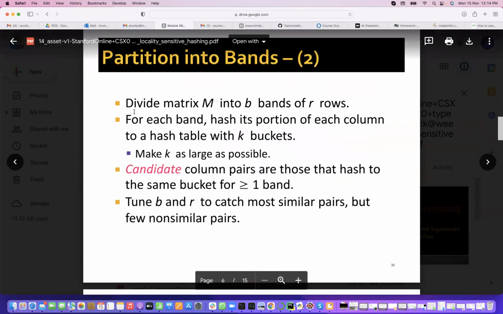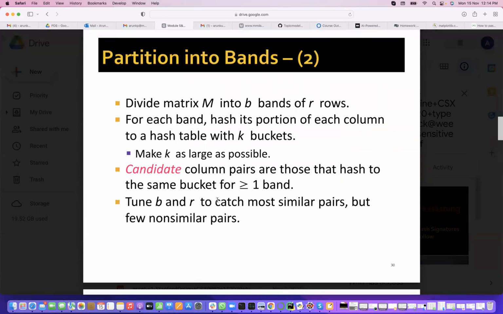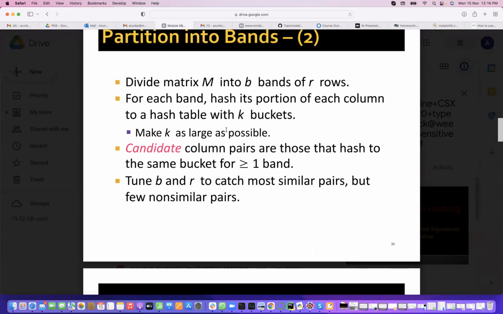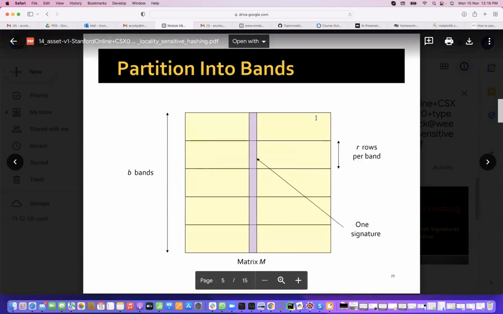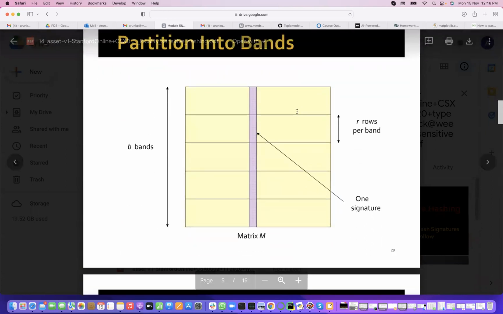See here, try to understand how they are explaining. Divide matrix M into B bands of R rows. So this is B bands of R rows. Total number of rows is how many? It is given that there are B bands, and each band is having R rows. If it is 100 rows and R equals 20, how many bands?